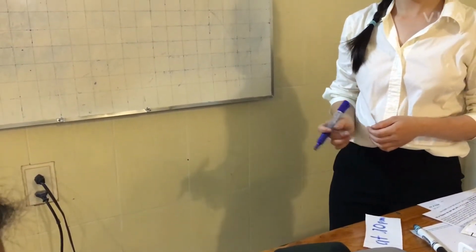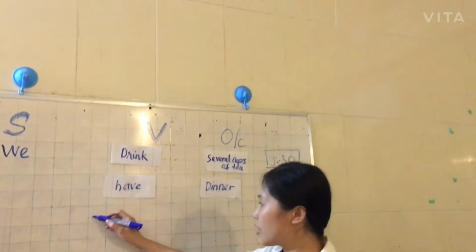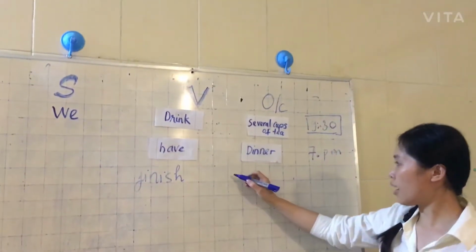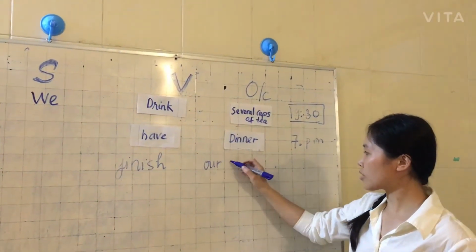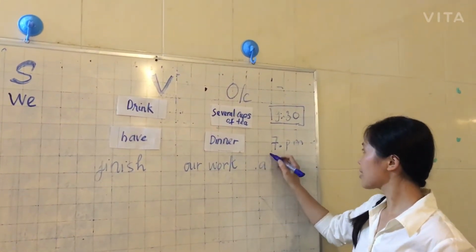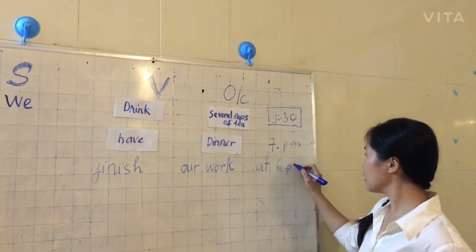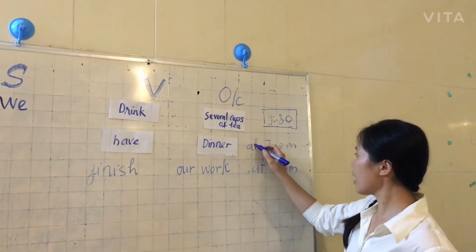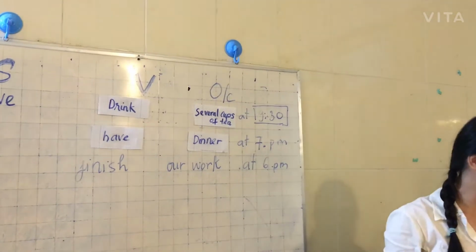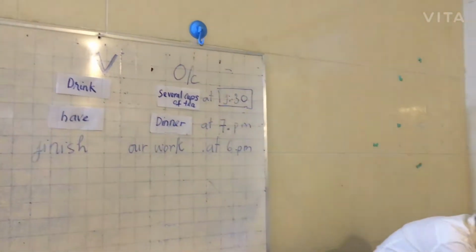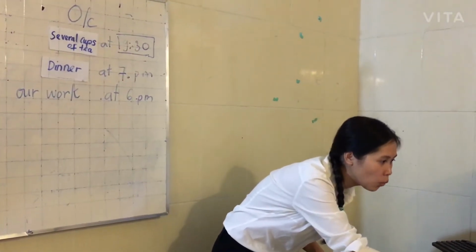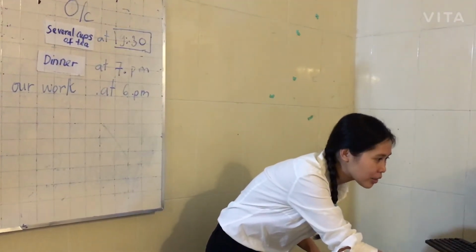We finish our work. So we finish our work at what time? 6 p.m. At 6 p.m. Okay. We have "at" here. At 6 p.m. Correct. Exactly. The time in the reading. So we can see that they finish their work at 6 p.m.